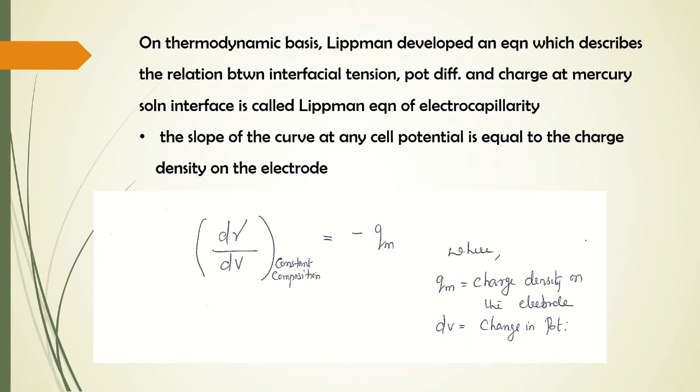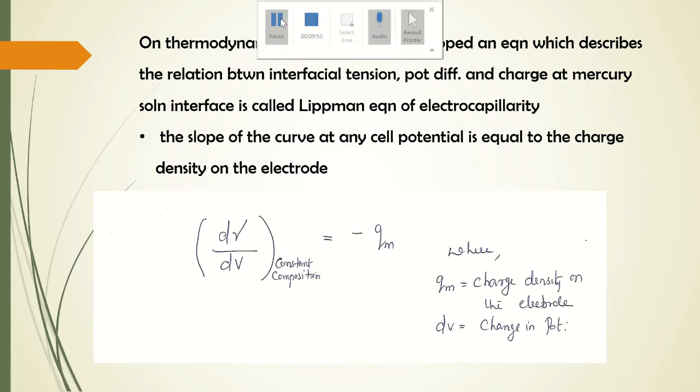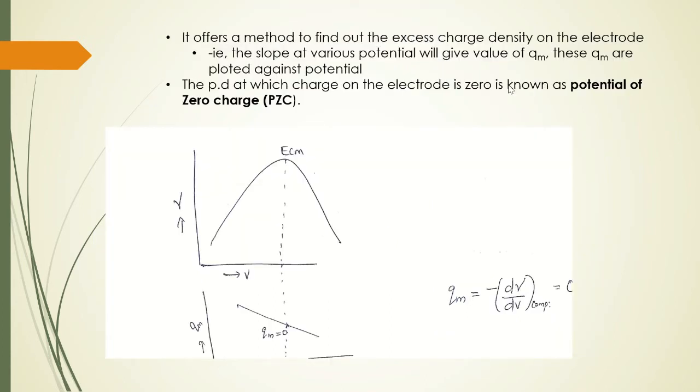So what we are getting is, once you have the surface tension from the electrocapillary measurements, indirectly you will get the excess charge density. For example, consider this simple ideal parabolic gamma versus potential curve. The slope at various values of cell potential will give you a value of Qm. That is, the values of Qm at various potentials will then be plotted like a graph like this.